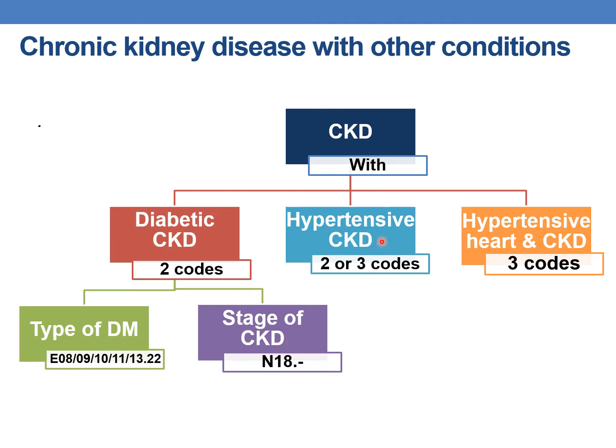Next, hypertensive CKD. Hypertensive CKD may require two or three codes. Similarly, hypertensive heart and CKD also requires three codes. We'll discuss what the codes are.